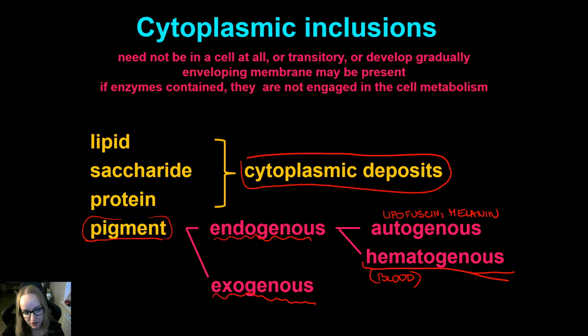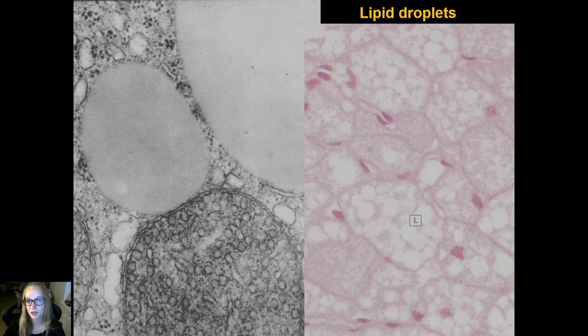Cytoplasmic deposits can be divided into lipids, saccharides, and proteins. So let's have a look at some of these inclusions. For example, lipid droplets. Here we have two pictures, one from light microscopy and one from electron microscopy. We can see right here a mitochondrion that is tubular. So once again, this is a steroid producing cell because it contains tubular mitochondria, and we can also see a large lipid droplet here.